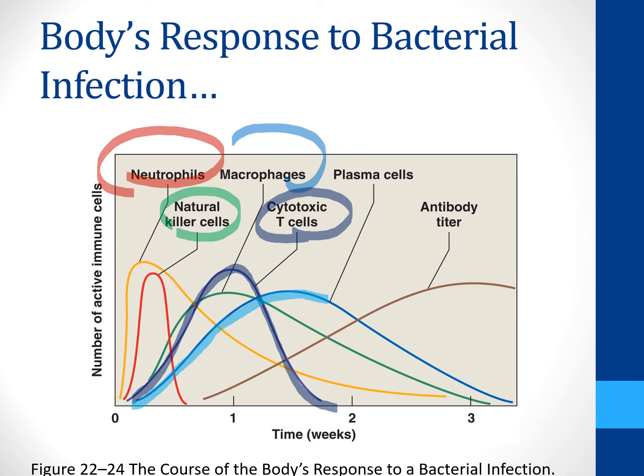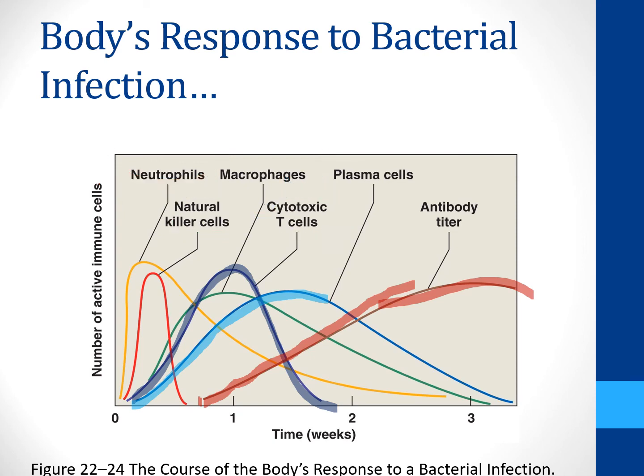So our antibody titer is going to begin week 1 and kind of max out between weeks 2 and 3. So while this B cell reaction is occurring slowly in the background, we still have our neutrophils, natural killer cells, macrophages, and cytotoxic T cells that are fighting off the bacteria in the beginning.